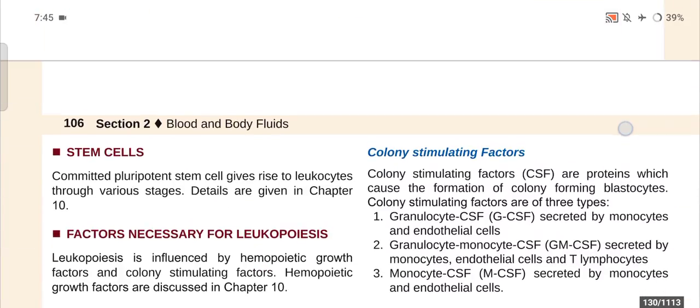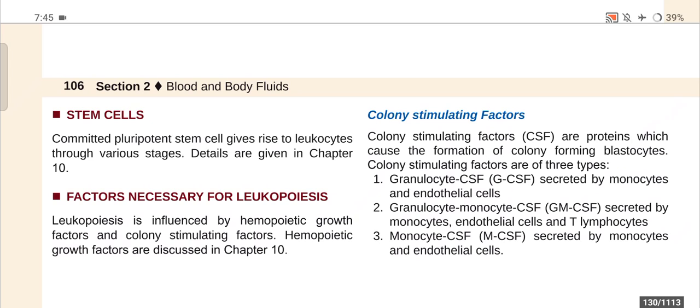Now, what are the stem cells? Committed pluripotent stem cells give rise to leukocytes through various stages. And the factors necessary for leucopoiesis: leucopoiesis is influenced by hematopoietic growth factors and colony stimulating factors, and hematopoietic growth factors are discussed in chapter 10.